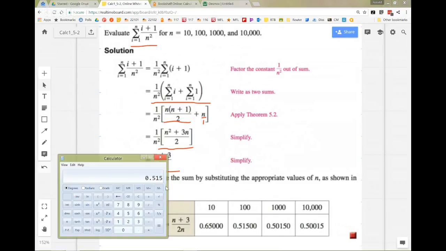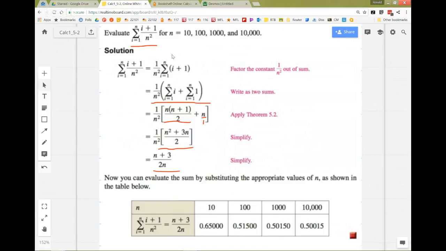Okay? Here, let's just do one more. Let's do the 10,000. So that would be 10,003 divided by 20,000. And you see that last number there, 0.50. So, okay. So here's what I'm trying to show you: in this problem, before you whack away and do all this massive repetitive sum addition, you can sometimes do algebraic simplification ahead of time.